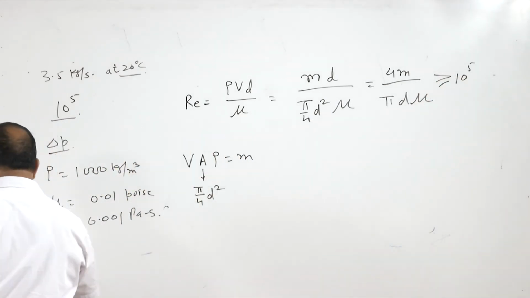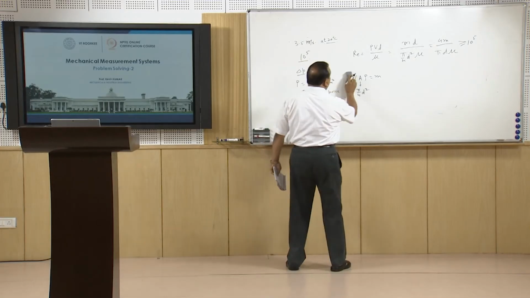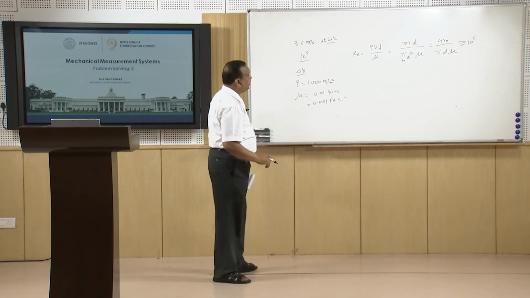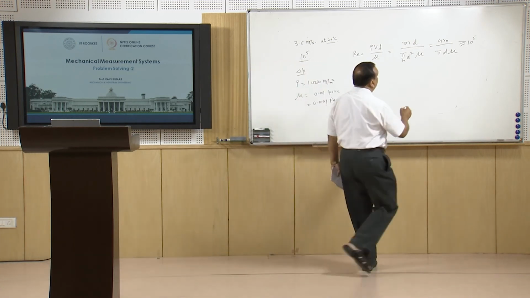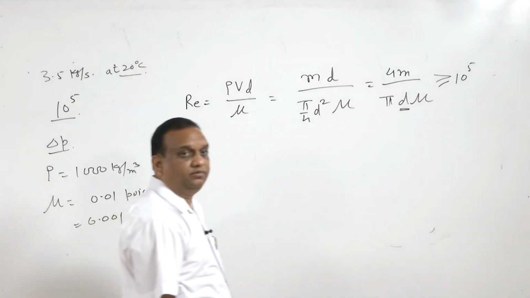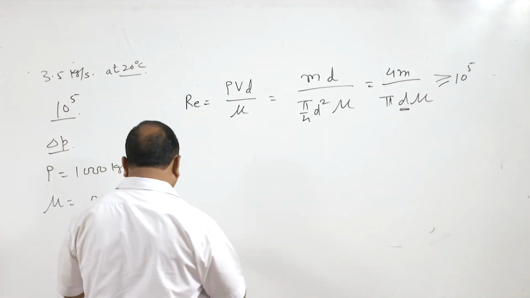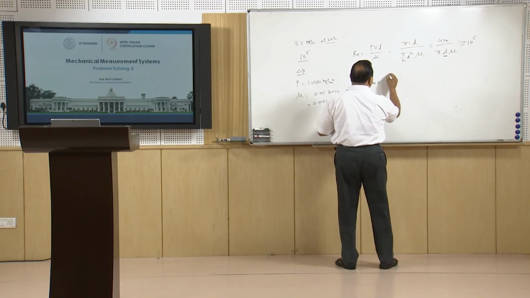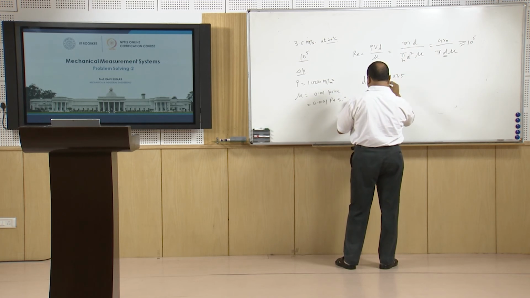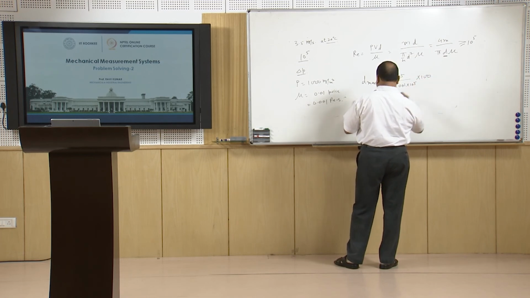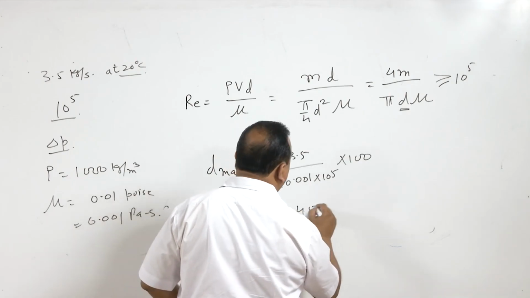Now here, mass flow rate is given as 3.5 kg per second, right? Mu is also with us, right? And what is required? D. D we can find from here. So in order to find D, D maximum is equal to 4 into 3.5 divided by pi into 0.001 into 10 to power 5 into 100, which is equal to 4.45 centimeters.